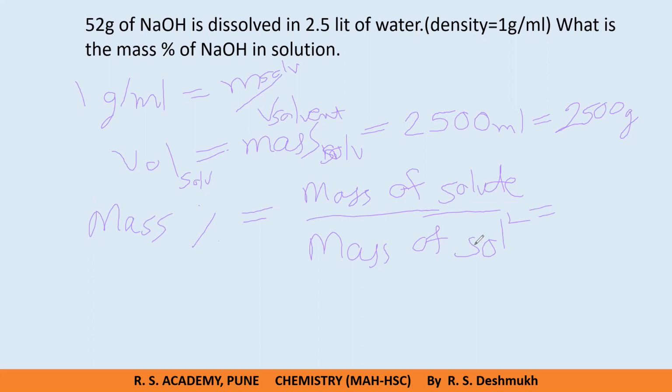So what it will become? This is 52 upon solution. Solution म्हणजे काय? Solute plus solvent. So it is 52 plus 2500, that is equal to 52 upon 2552. That will become weight by weight percentage.